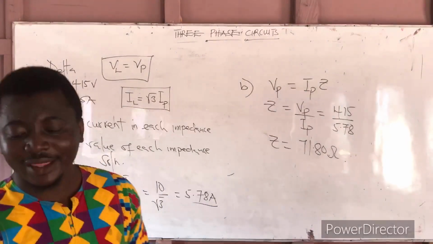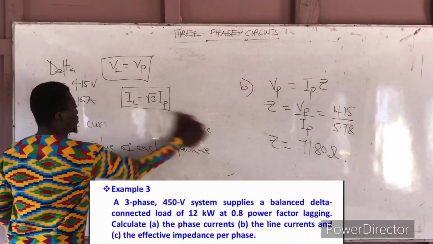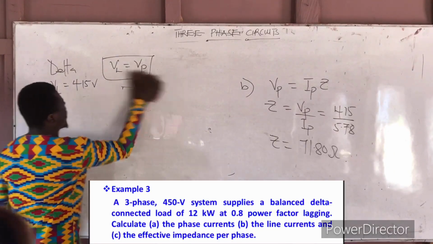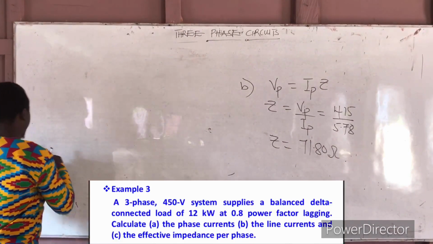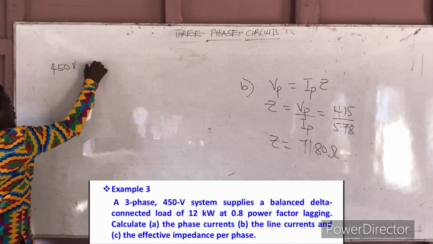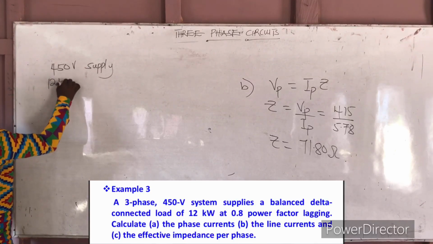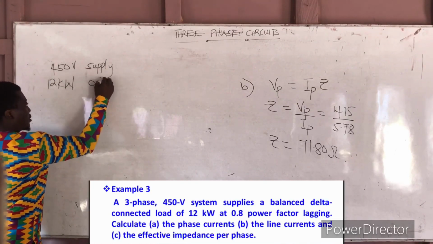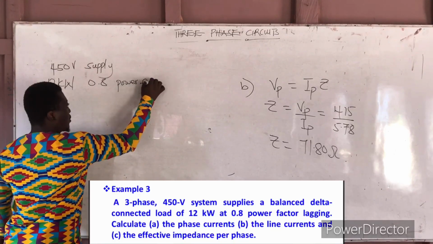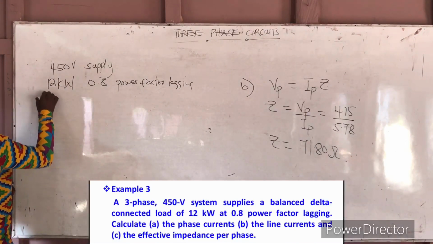Now let's take the third example. Let's read it together. Example 3. A 3-phase 450 volt system supplies a balanced delta connected load of 12 kilowatts at 0.8 power factor lagging. Calculate A, the phase current, B, the line current, and C, the effective impedance per phase.